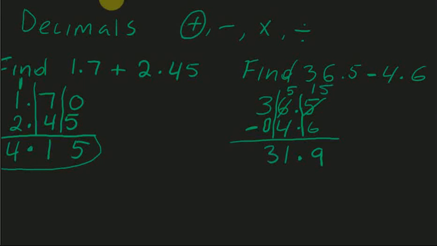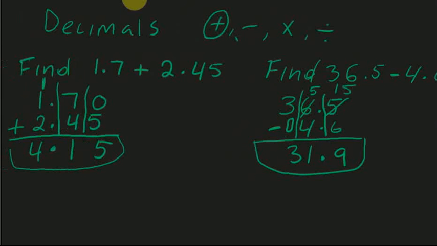5 minus 4, we have a 1. 3 minus 0, we have a 3. This is how you subtract decimal points. Subtraction of decimals.